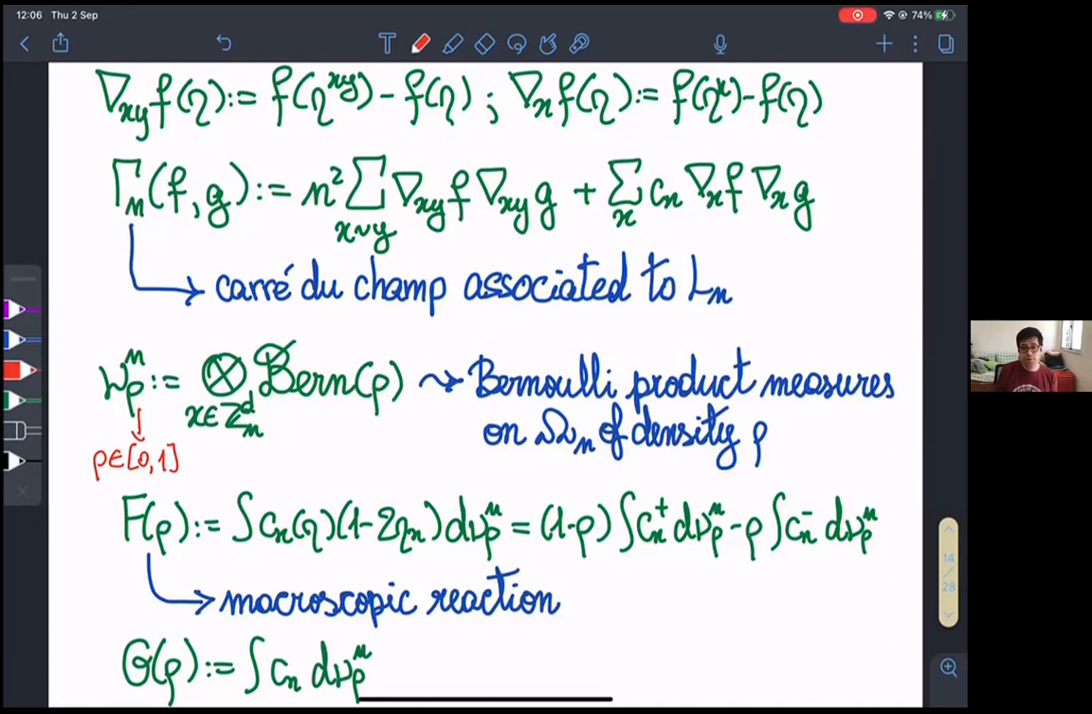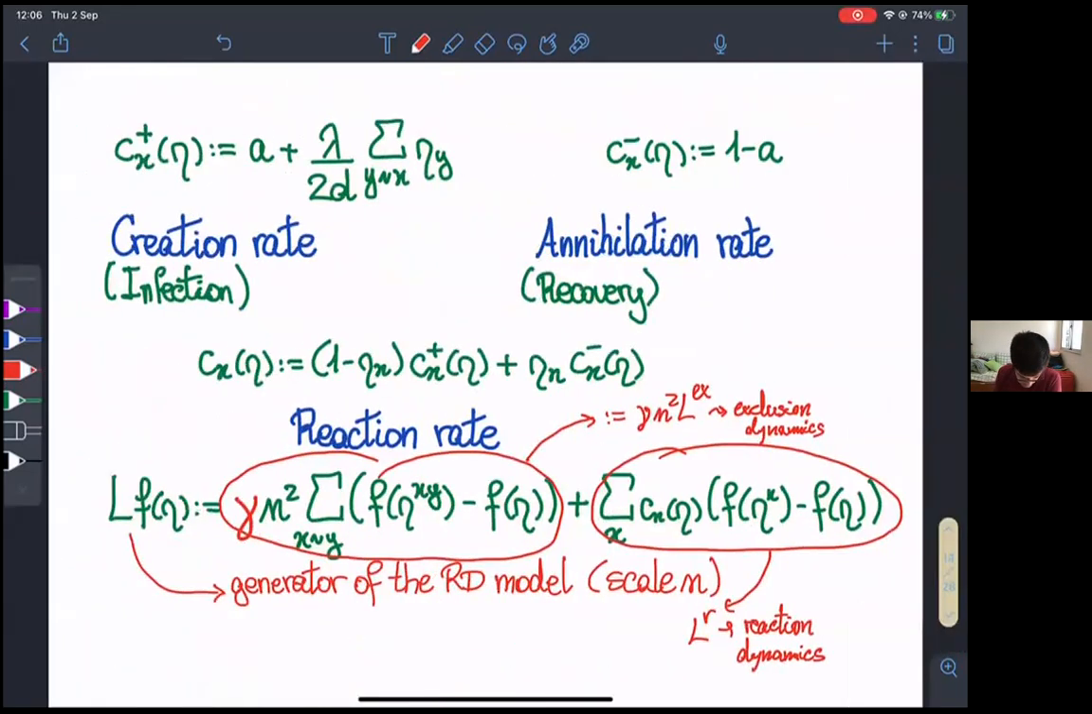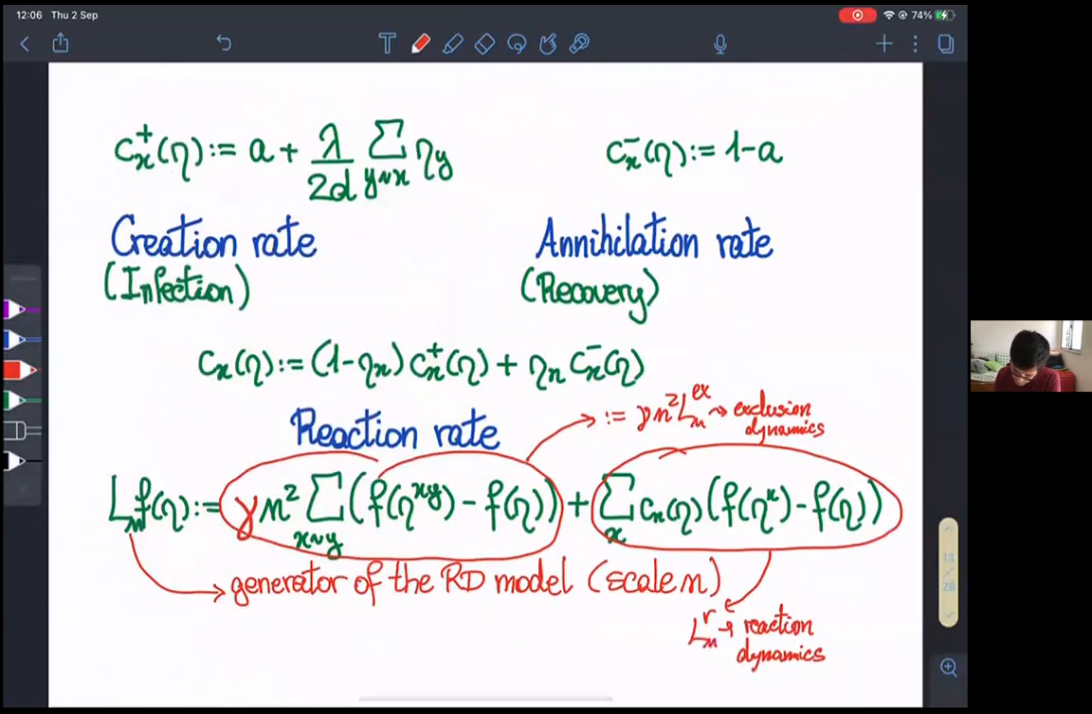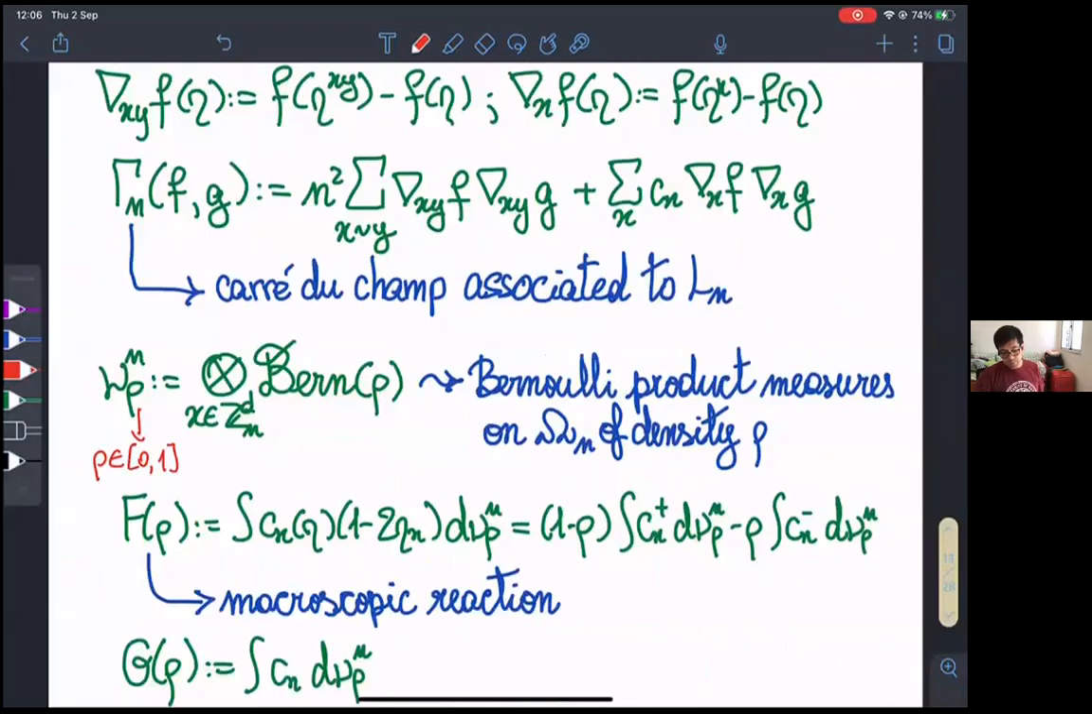And then the carré du champ associated to the operator L_n. Maybe I didn't call it L_n here. I forgot to put the n here, which means that I should put an n here and here. Then this operator gamma_n, the carré du champ, is given by this expression there. So everything is fairly explicit here.